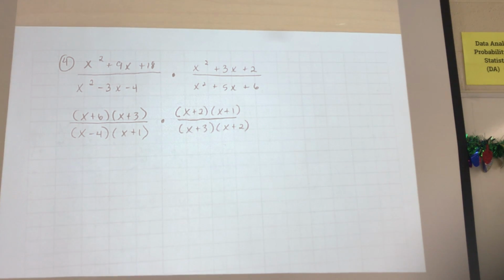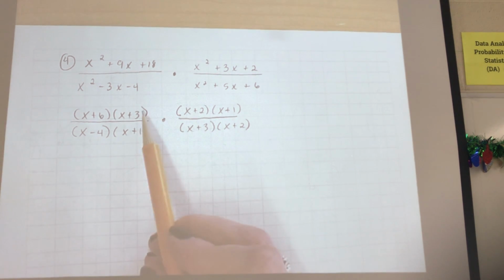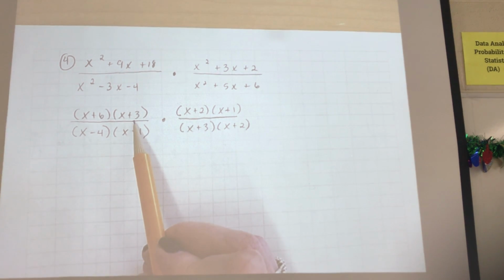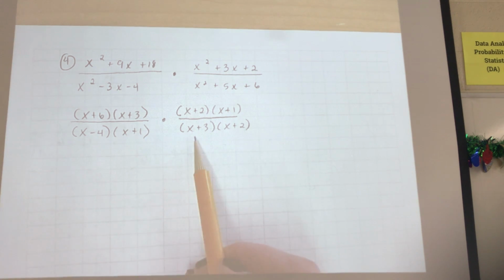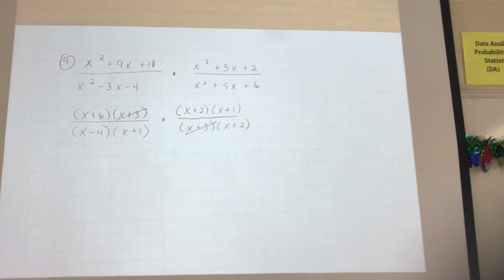Now, what I'm looking for here are pairs of common factors that can be eliminated. One has to be in the numerator, one in the denominator. They can be within the same fraction or in two different fractions. So, for example, there is an x plus 3 in the numerator of the first fraction and an x plus 3 in the denominator of the second fraction. Those can cancel out.